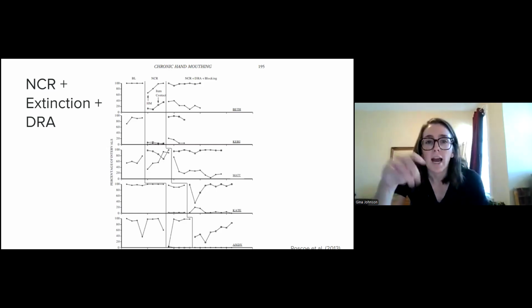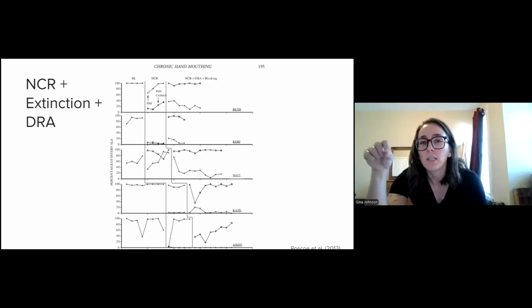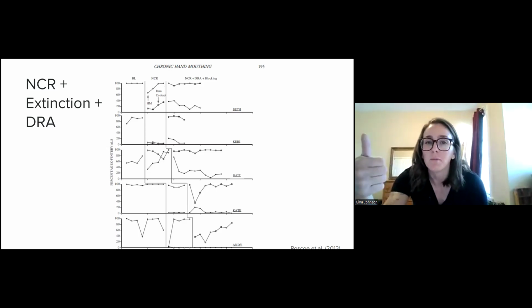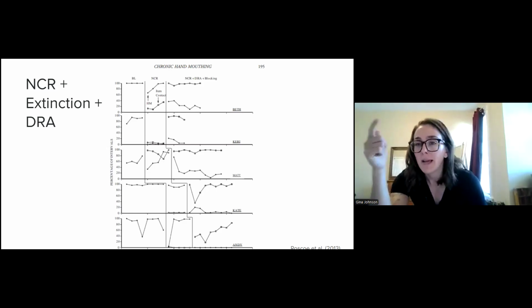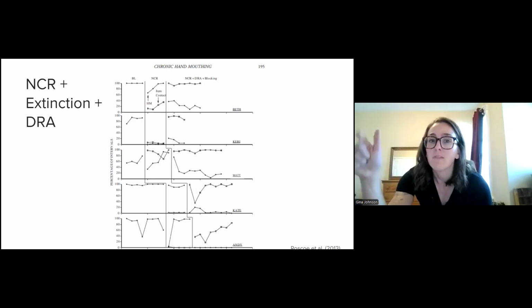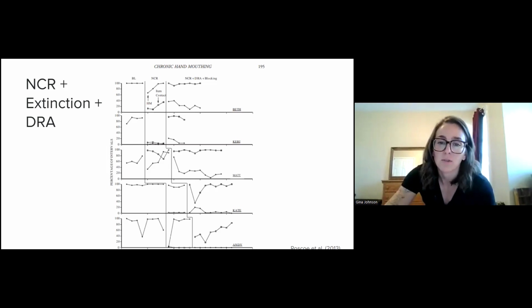And with these, you have the addition of a DRA. So not only is the response blocked, so there's extinction in place, but they're also applying attention and praise when they're contacting the items. So you have the addition of DRA with blocking to the non-contingent reinforcement condition. And again, you see the contact with the tangibles increases and hand mouthing goes way down. I'm going to speed up a little bit here because we're running out of time.